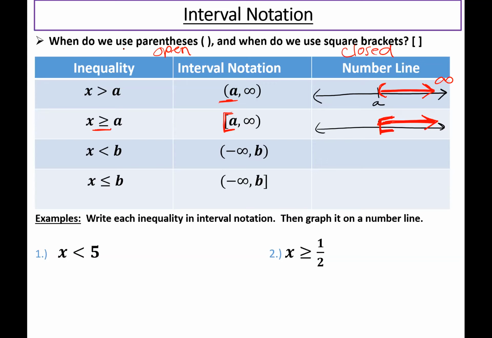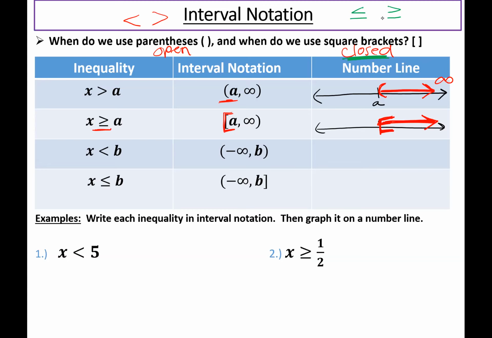So notice this question that was written right above our table. When do we use parentheses and when do we use square brackets? Parentheses, we use when we have either less than or greater than inequalities. And then for square brackets, we use those when we have less than or equal to or greater than or equal to. That's what makes those closed, it's those equal signs underneath.